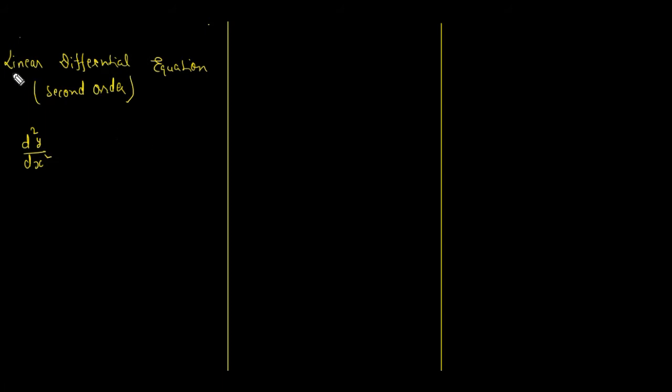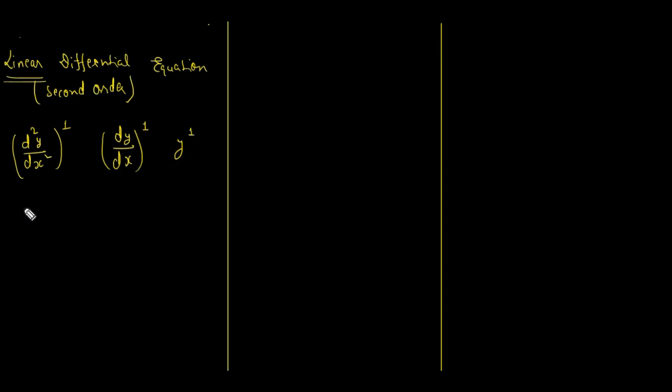And why is it linear, and what makes the differential equation linear? If the dependent variable or its derivative has the power 1, that power must be 1, or the lower derivative which may be present in the differential equation is dy by dx, its power is also equal to 1, or y.